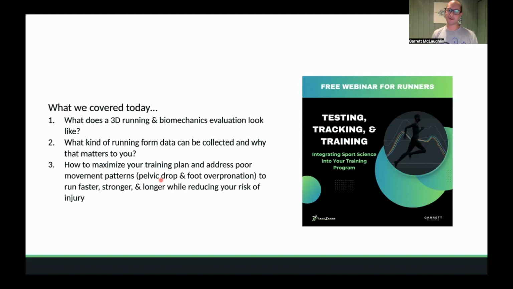So what we covered in the webinar today: one, Dr. Deming did a great job looking at his 3D running and biomechanical evaluation, and the thing is awesome. Sometimes I feel guilty when we're working together and he sends me that report, and I have all my information right there, and I can just prescribe the right exercises. It makes my job a lot easier. Two, we talked about what kind of running form data can be collected and why that matters to you. And three, we discussed different exercises and drills to address poor movement patterns, specifically pelvic drop and overpronation, to run faster, stronger, and longer while reducing your risk of injury.